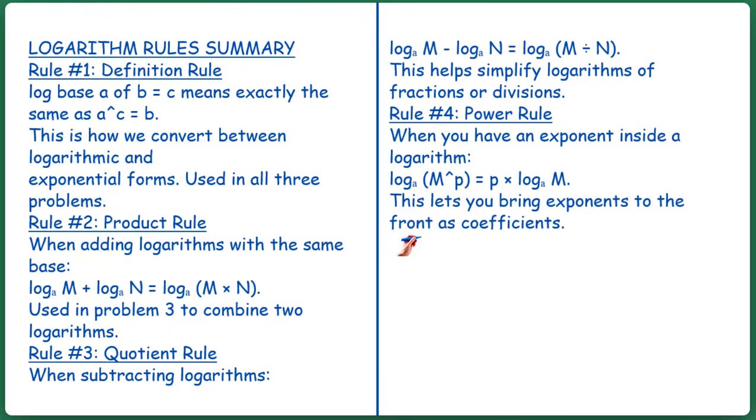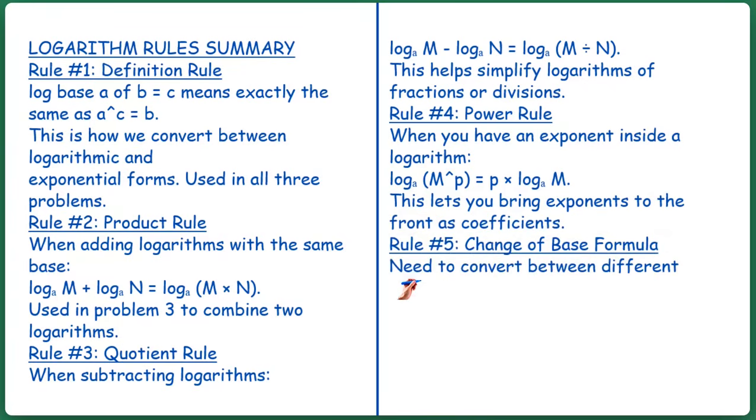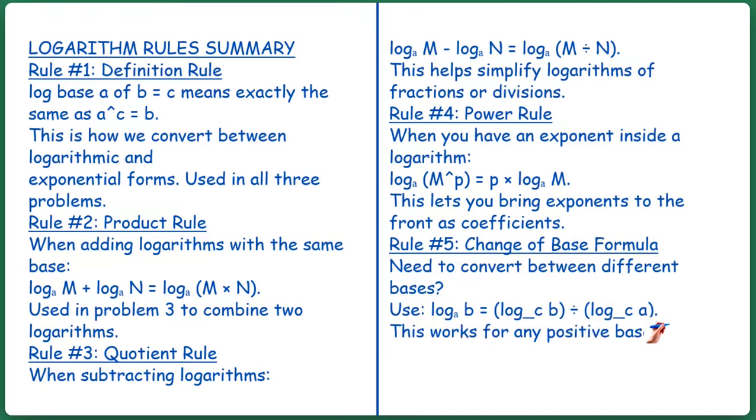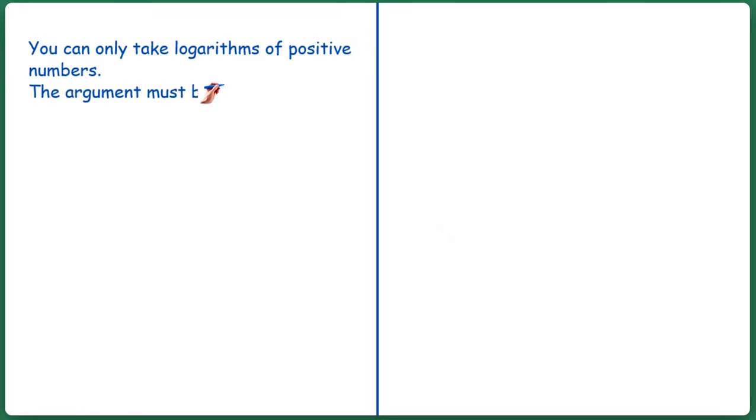Rule number 5. Change of base formula. Need to convert between different bases? Use log a of b equals log c of b divided by log c of a. This works for any positive base c. Rule number 6. Domain restrictions. The most important rule to remember. You can only take logarithms of positive numbers. The argument must be greater than 0.